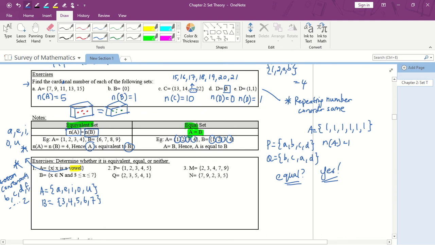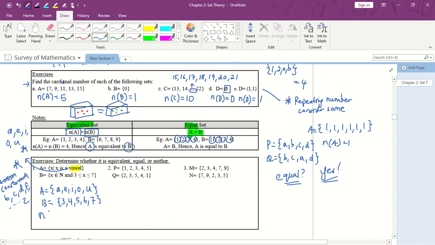So by looking at it, you know exactly that it is not equal, right? Because it's totally different: one is talking about alphabet, one is talking about numbers. But it might be equivalent. So let's count the number of elements inside. 1, 2, 3, 4, 5. 1, 2, 3, 4, 5. Oh, it is the same.